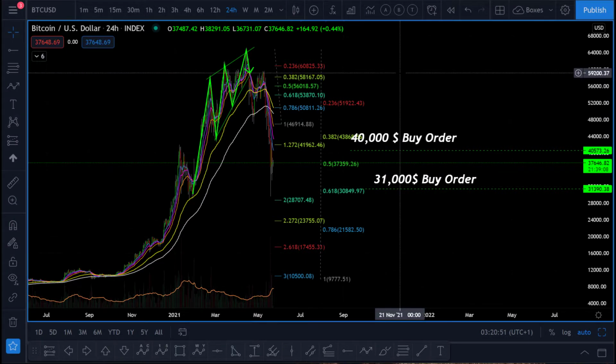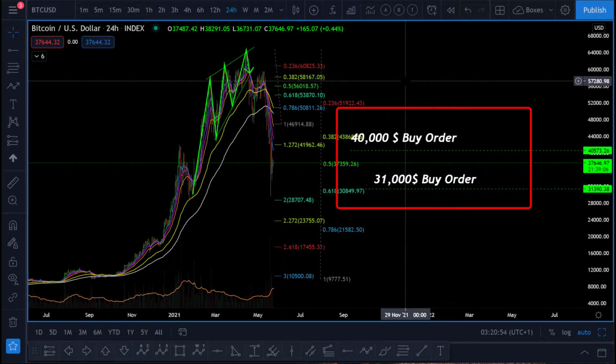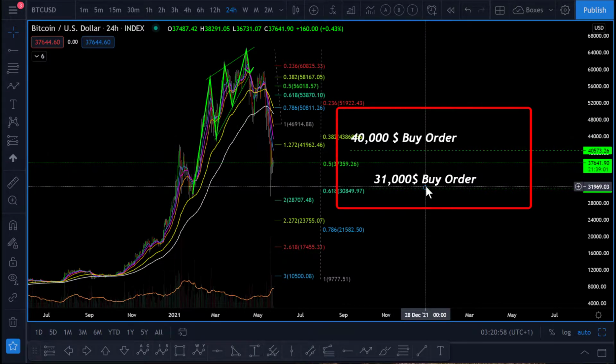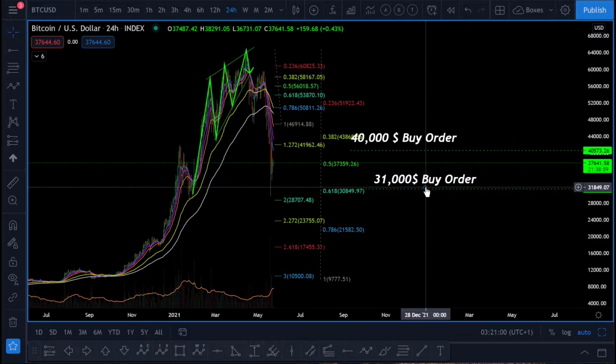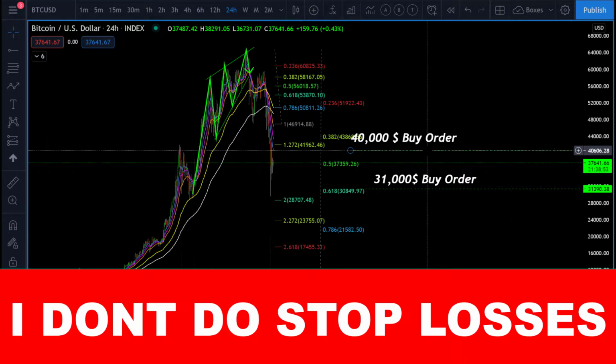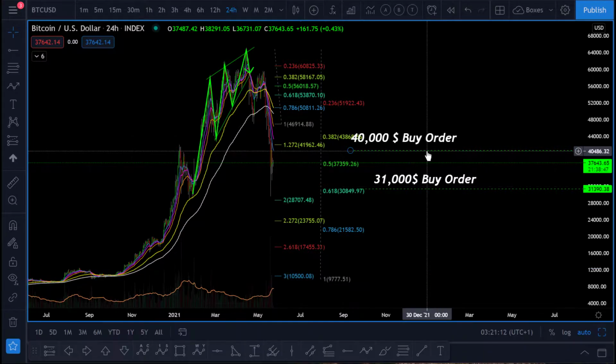And I also touched very briefly why I had buy orders sitting at $40,000 and $31,000, but that was a very brief touch. And today I will go in detail of how you could replicate what I did. I normally do averaging down while an asset is coming down. I don't do stop losses, and this is a very rare occasion where both of my buy orders were fulfilled in a span of a couple of days.